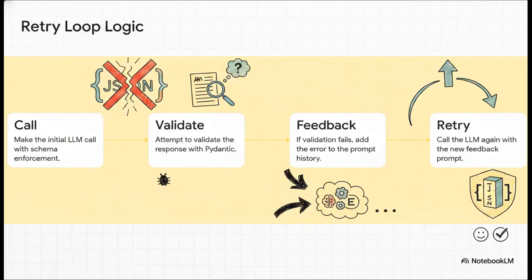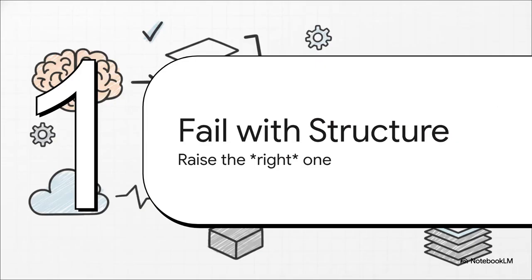Now, if the repair fails, we don't just retry blindly. That's pointless. Instead, we do something really clever. We take the validation error we got from Pydantic, we append it to our prompt history, and we ask the model to fix its own mistake. And this is incredibly effective. It turns out LLMs are surprisingly good at self-correction when you give them specific, structured feedback on exactly what they did wrong. So what happens if even the retry loop fails?